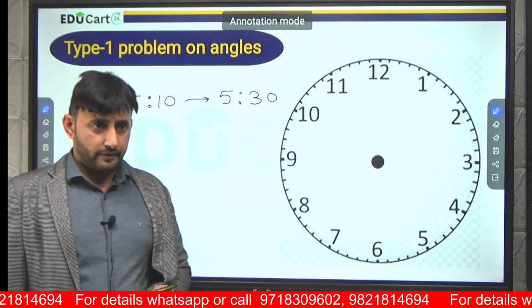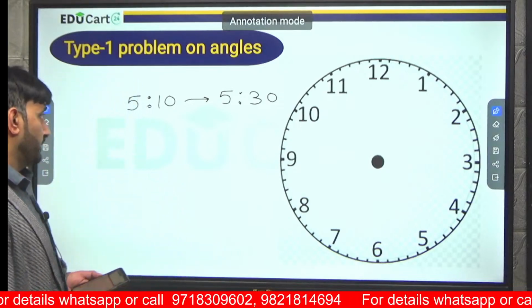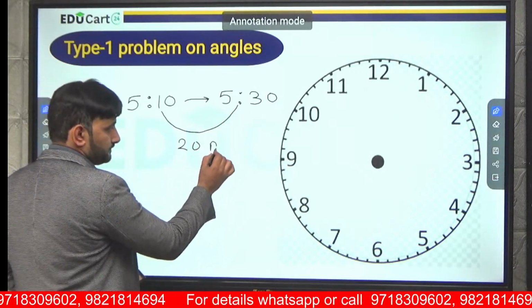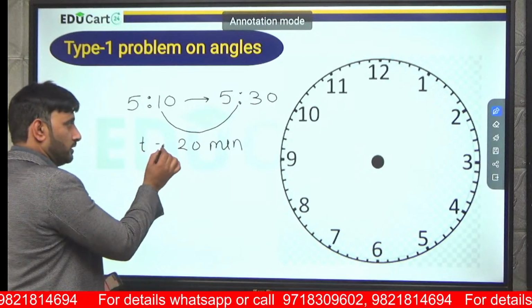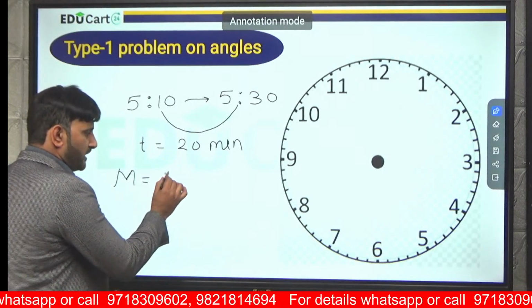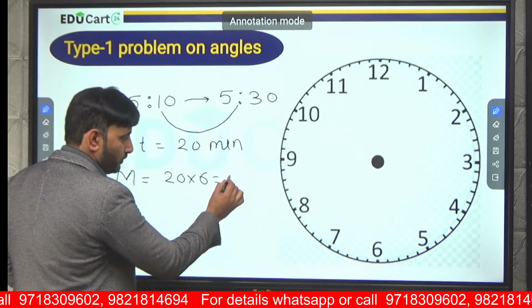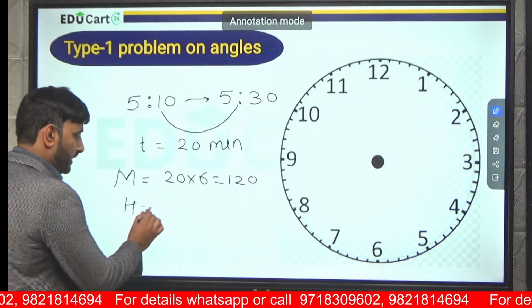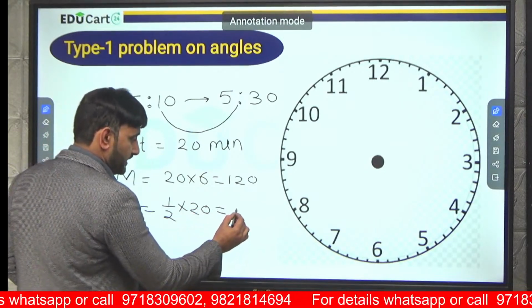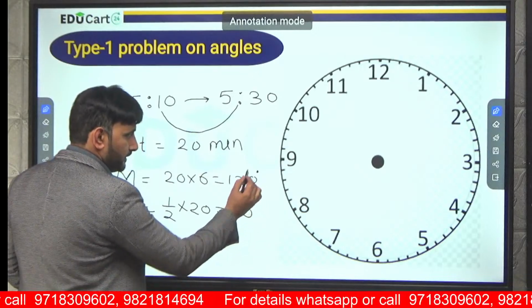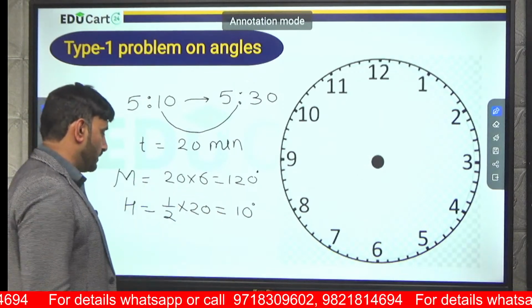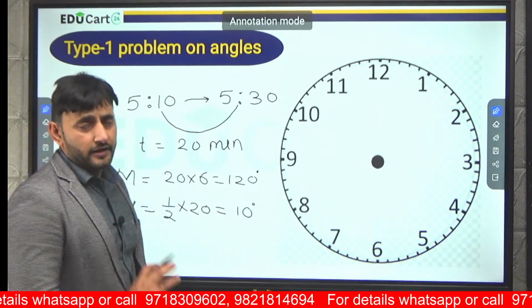120 degree. Very good. Hour is 10 degree. Very good, my dear. From 5:10 till 5:30, this gap is 20 minutes. So t is equal to 20. What is the angle moved by the minute hand? Minute hand will move 20 into 6, that is equal to 120 degree. And what about the hour hand? Hour hand can move half degree per minute. So in these 20 minutes, it will move half into 20, that is equal to 10 degrees. Assuming it is clear, from 5:10 till 5:30, minute hand will cover 120 and hour hand will cover 10 degree.